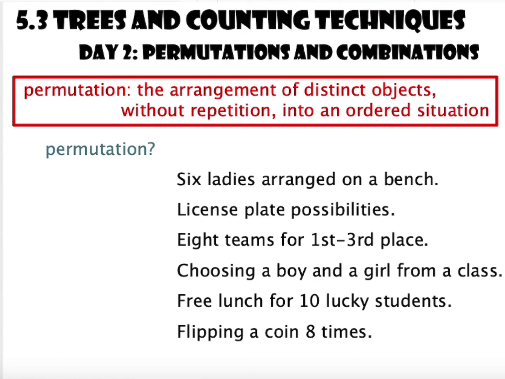So if you're arranging 6 ladies on a bench, that would be a good example of a permutation because, first of all, we're talking about arranging. That's a key word in permutations. And we aren't going to repeat those ladies on the bench, and they are distinct ladies. And we're talking about a certain order, which is what arrangement means.